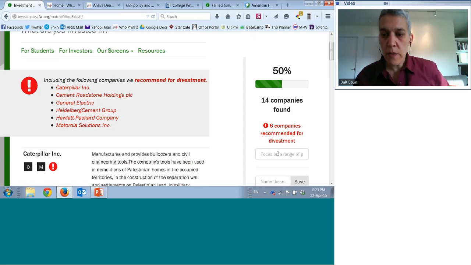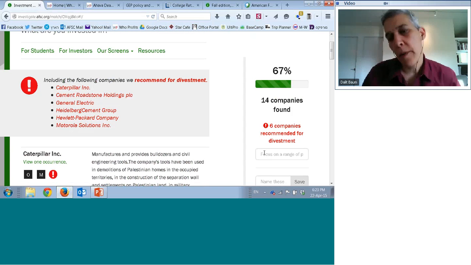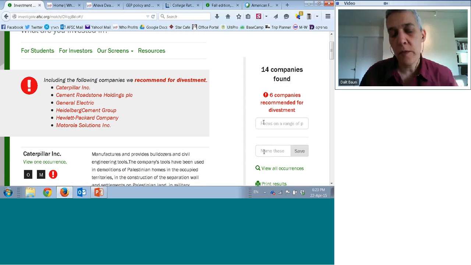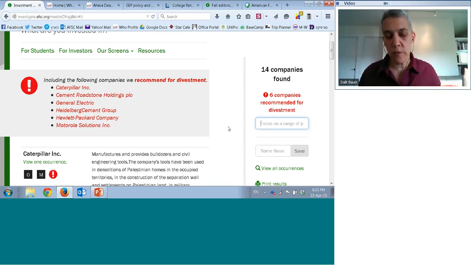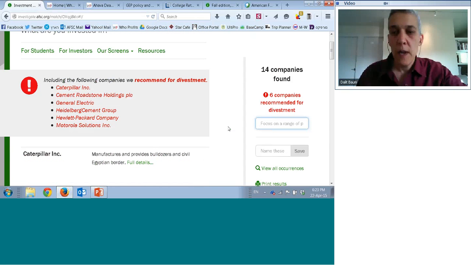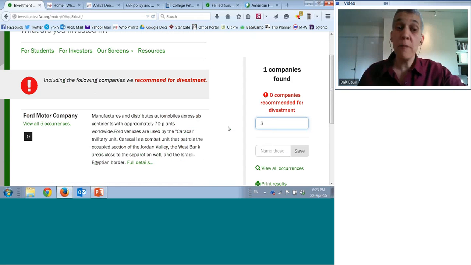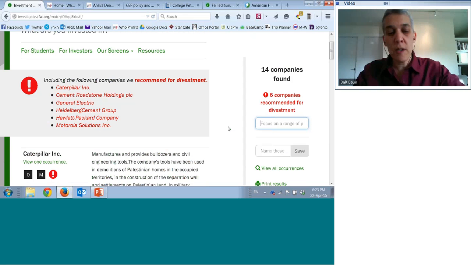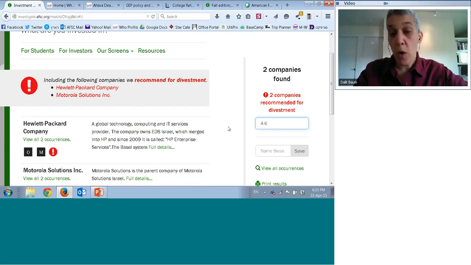There is something here on the right that says focus on a range of pages. So if I only care about what happens in page number 3 of this report, because the rest of it is a big report that has all sorts of gibberish and I don't care about it, I can just write 3 and it tells me, oh, in page number 3 you can see Ford Motor Company and we actually care about it. Or we can put a range, I want pages 4 to 6. Oh, 4 to 6 includes Hewlett Packard and Motorola Solutions. And you see it's quite instantaneous. You see immediately what is in that range.